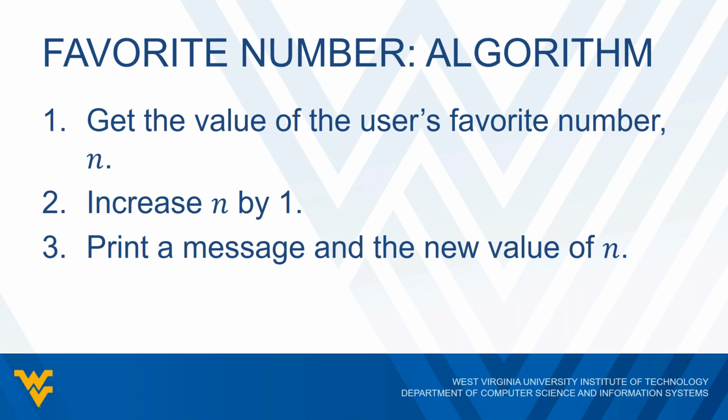To solve this problem, we first need an algorithm. This is going to be a 3-step algorithm. The first step is we're going to get the value of the user's favorite number, and we're going to note that as n. The second step is we're going to increase n by 1, and the third step is we're going to print a message that says your favorite number is the new value of n, which should be what the original n was plus 1.